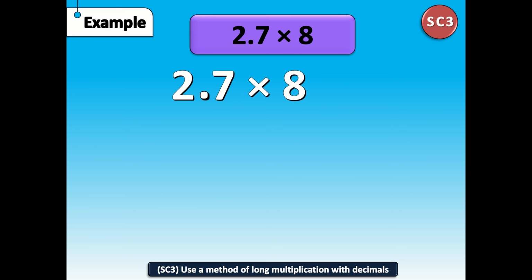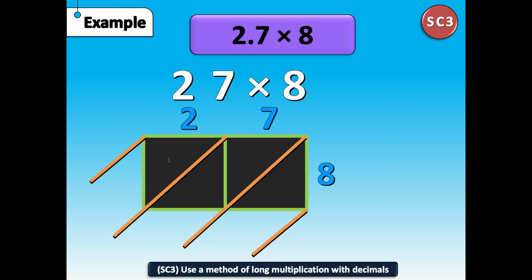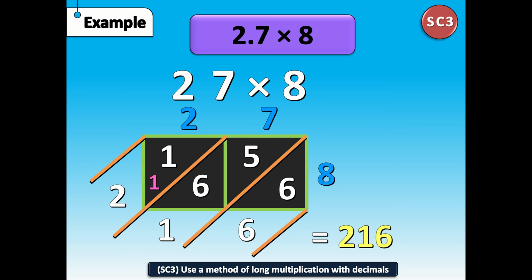This time we want to do 2.7 times by 8. So if we work out 27 times 8 first, I'm going to do that using the Chinese multiplication method. 2 times 8 is 16, and 7 times 8 is 56. Add up the diagonals. 5 plus 6 is 11, so 1 down, carry the 1 into the next diagonal, and 1 plus 1 is 2. So 27 times 8 is 216.